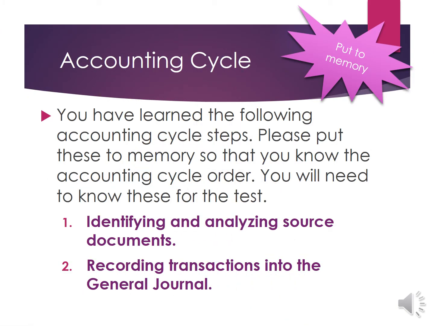The accounting cycle. In Chapter 2, you were to identify and analyze source documents, breaking them up into their debit and credit parts. In this chapter, you have learned how to record the debit and credit transactions into the general journal. Please make sure you know these 2 steps. You will be tested over these steps on your test.